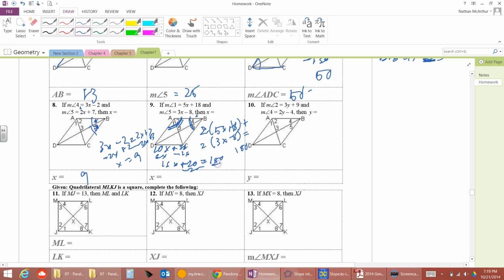Subtract 20, subtract 20, that's going to give me 160. Divide that by 16, and that's going to get me x is equal to 10. Sweet. Good question. Okay. So, angle 2 is this, angle 4 is this.